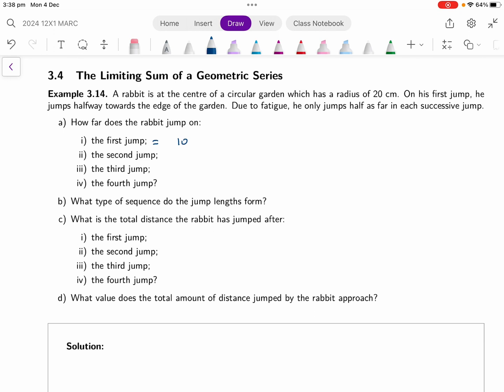10 centimeters. Second jump is half as far, so 5. Third jump is half as far, so 2.5. And the fourth jump, half as much, so 1.25. So if you've got your arithmetic geometric sequence radar on, you'll note that this is a geometric sequence.